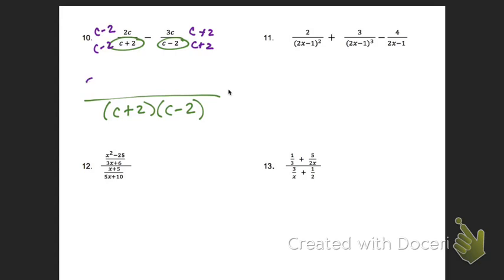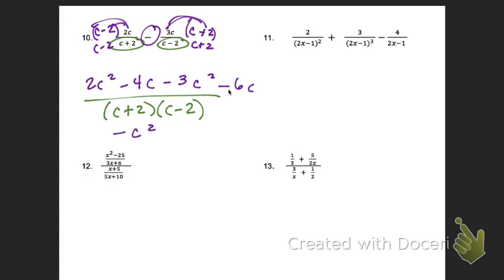So the top becomes 2C squared minus 4C minus 3C squared minus 6C. I thought you were talking about just the left side. Yeah, I know. I just foiled. Then I combine my like terms and I get negative C squared minus 10C.